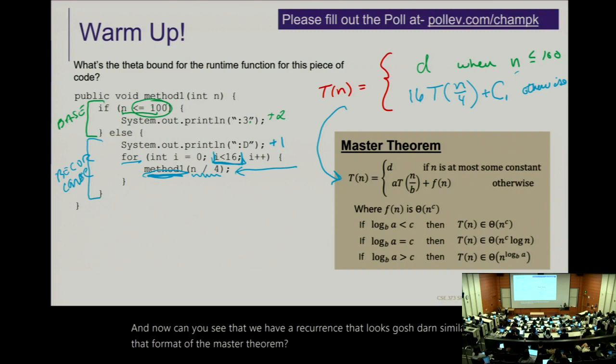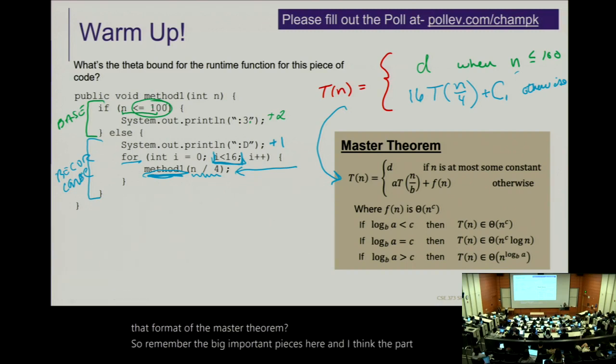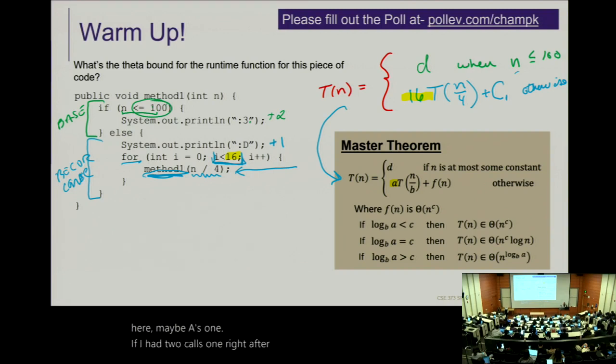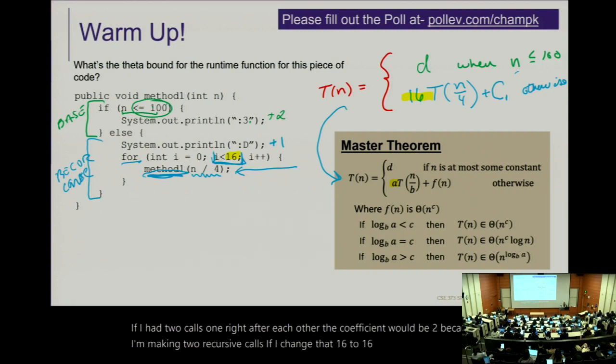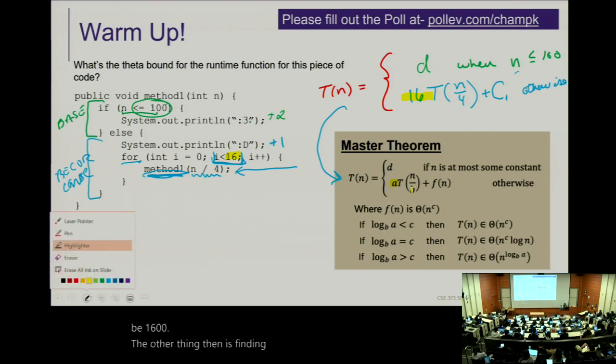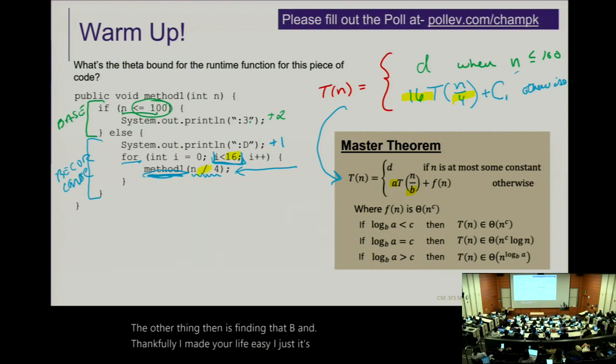So remember, the big important pieces here, and I think the part that's less familiar, a little more uncomfortable, is finding A. That's the coefficient. That's how many times the recursive call is called every time. So if there was no loop here, maybe A is 1. If I had 2 calls, one right after each other, the coefficient would be 2, because I'm making 2 recursive calls. If I changed that 16 to 1600, the coefficient would be 1600. The other thing then is finding that B, and thankfully, it made your life easy. It's just directly representing it over.